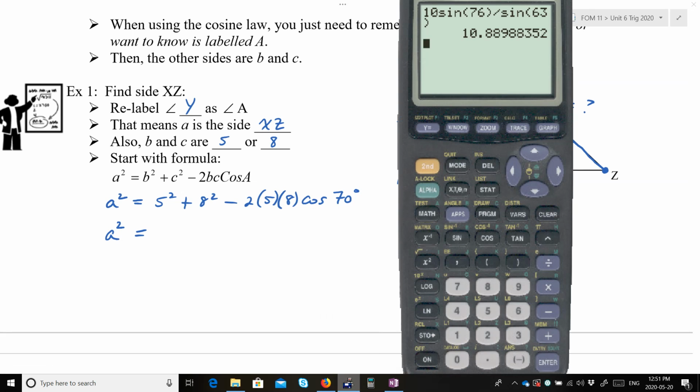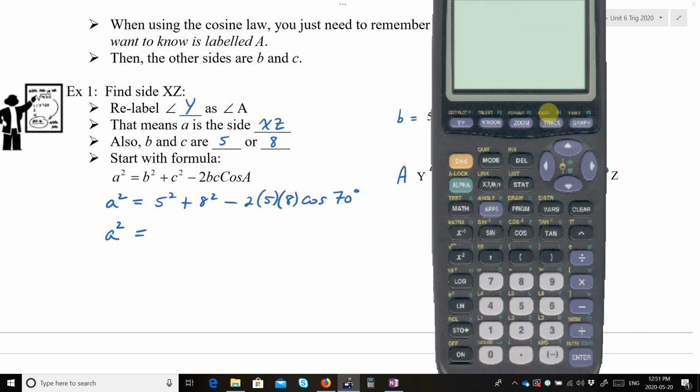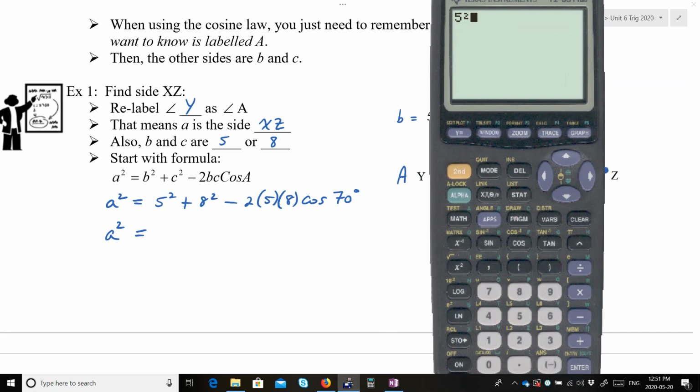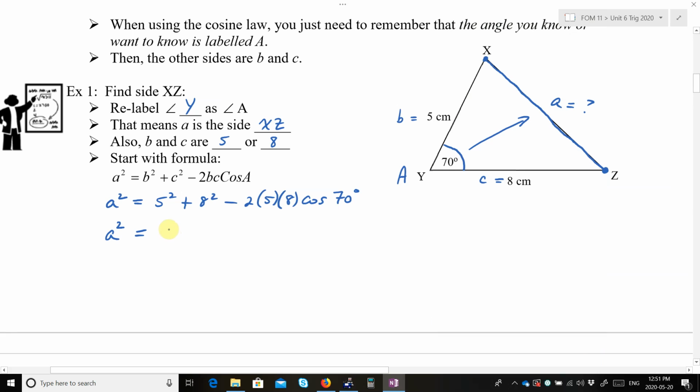Okay, so A squared is all of that, so let's work it out. And what you do is you go like this. 5 squared plus 8 squared minus 2 times 5 times 8 times cos 70 degrees. And we get that A squared is 61.63 and a bunch of stuff.